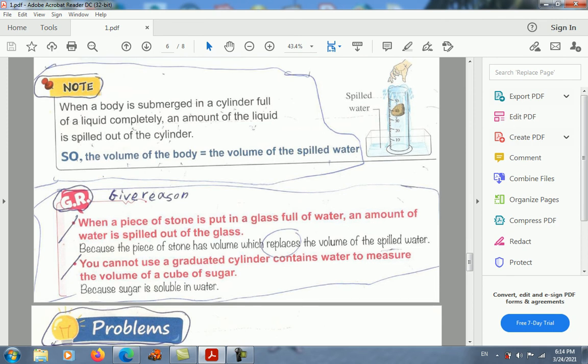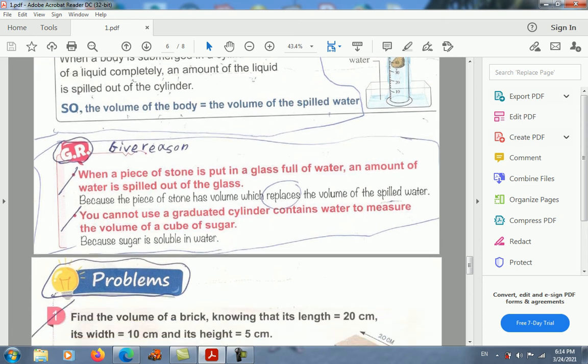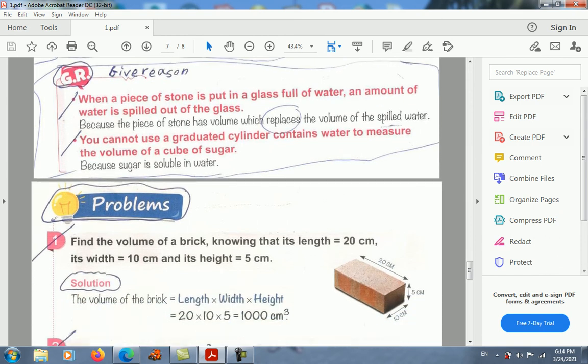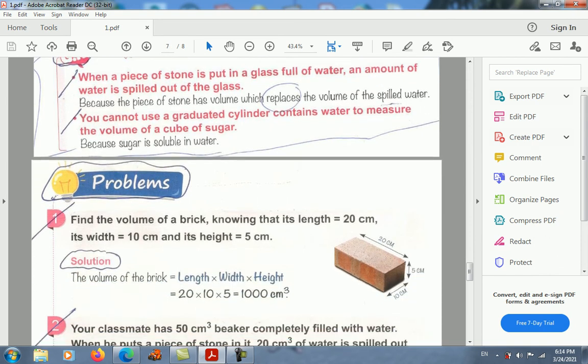Note: when a body is completely submerged in a cylinder full of liquid, an amount of the liquid is spilled out of the cylinder. So the volume of the body equals the volume of the spilled water. Give reason: when a piece of stone is put in a glass full of water, an amount of water is spilled out of the glass.